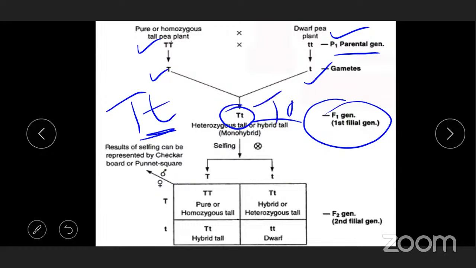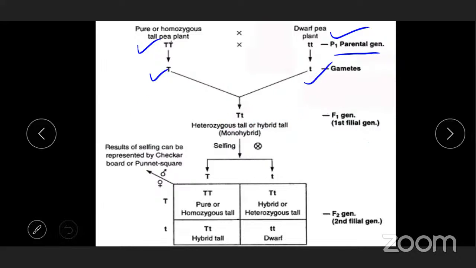Yes, tall, because the dominating one is capital. The capital T is dominant to small t, so the tall character is dominant to the dwarf character. That is why the phenotype is tall. The tall plant is produced in the F1 generation.